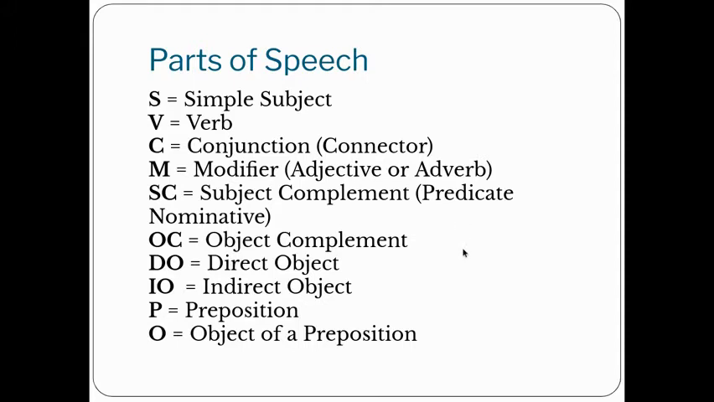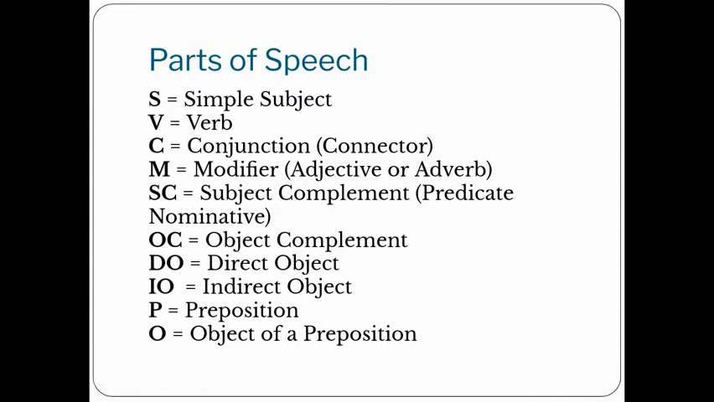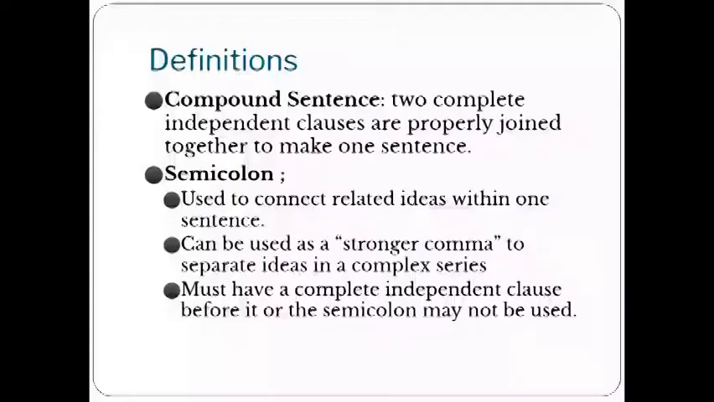OC is an object complement, something that finishes an object. DO, direct object. IO, indirect object. P is a preposition, a word that shows position or relationship. Or O is the object of a preposition.